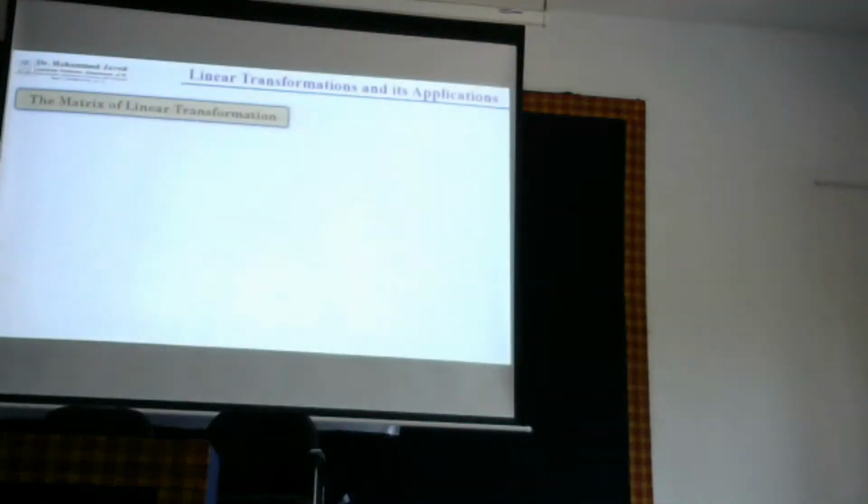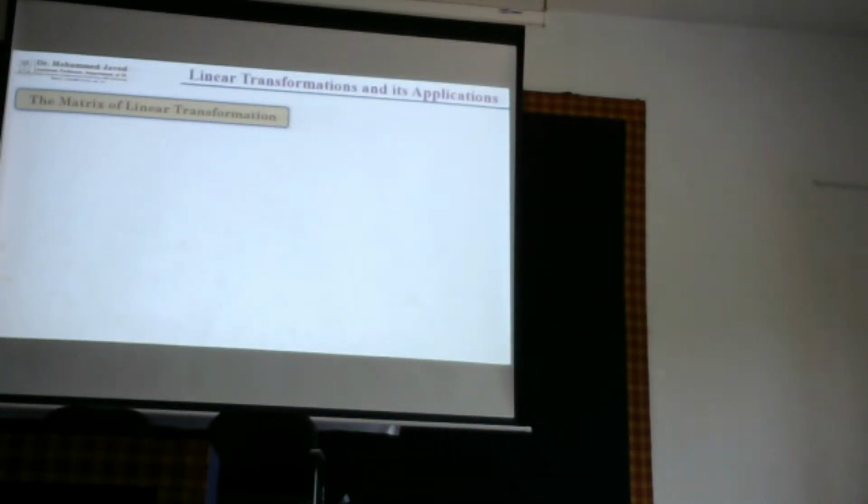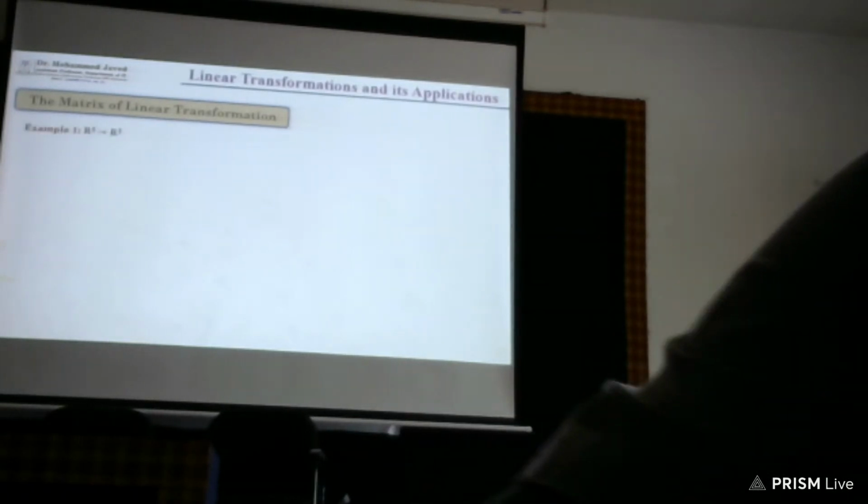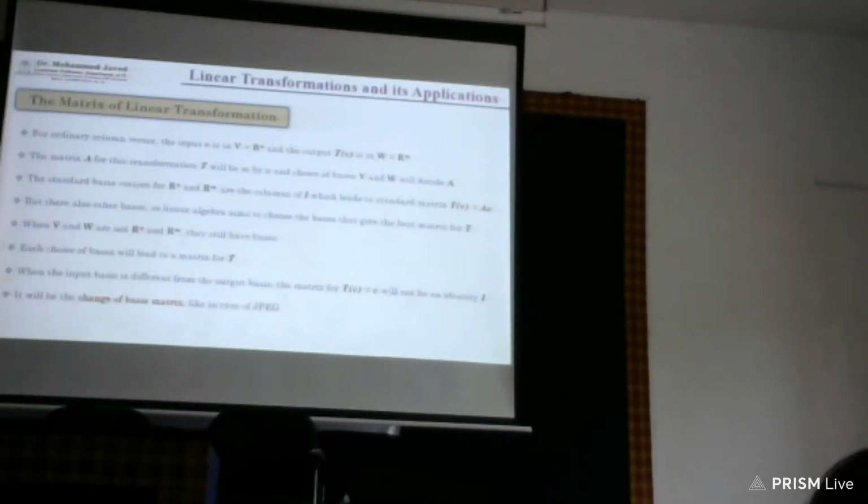I'll give one example here. See, this is very, very fundamental. Change of basis, like I told you. So now you have an input. AX is equal to B. So when the input is different, then the output changes.